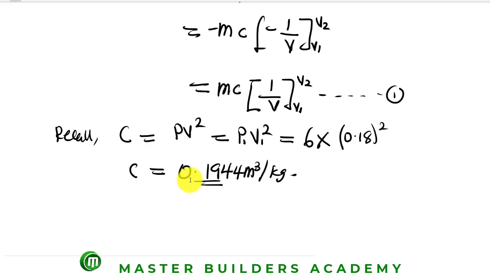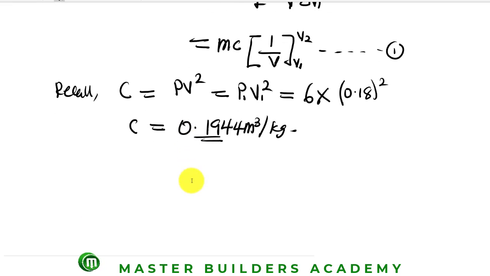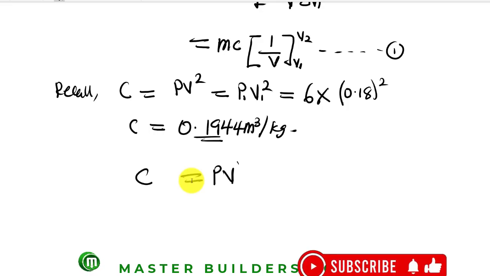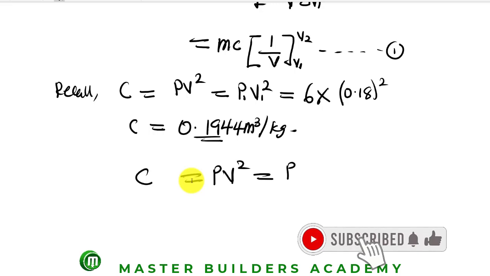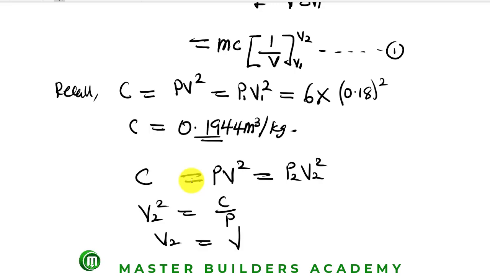Now that we have been able to obtain the value of C, we can now find the value of V2. In order to find V2, again, C is equal to PV squared, which is equivalent to P2V2 squared. So how will I find my V2? We'll now make V2 the subject of the formula. V2 squared is equal to C over P, and then V2 is equal to the square root of C over P.